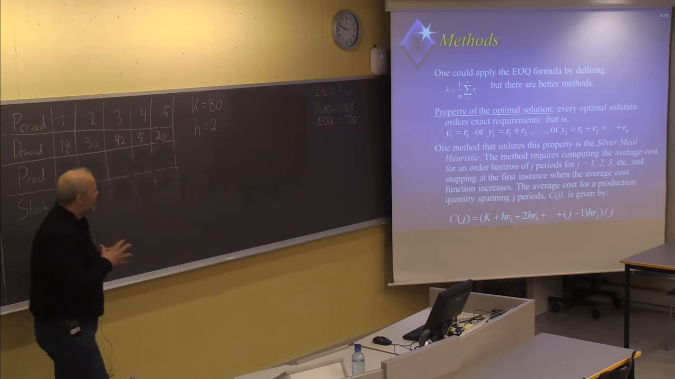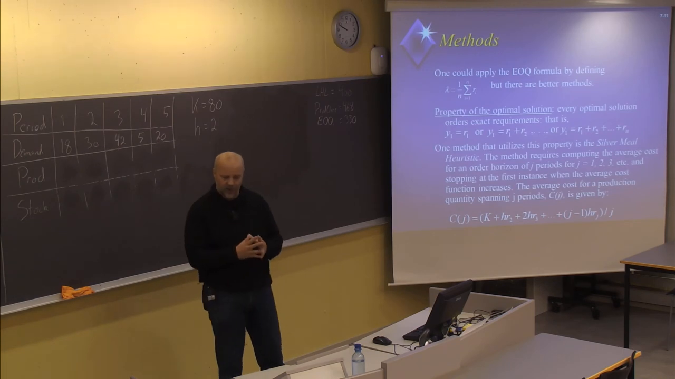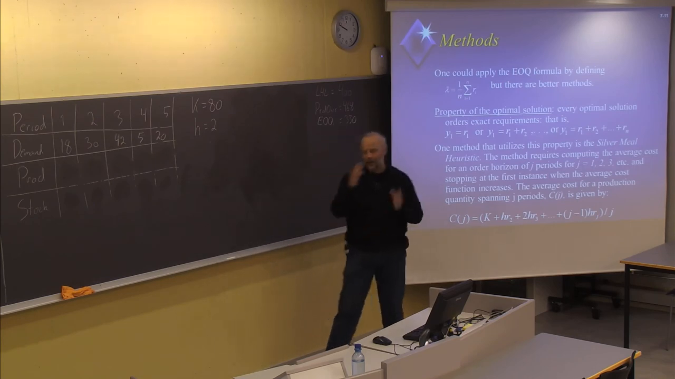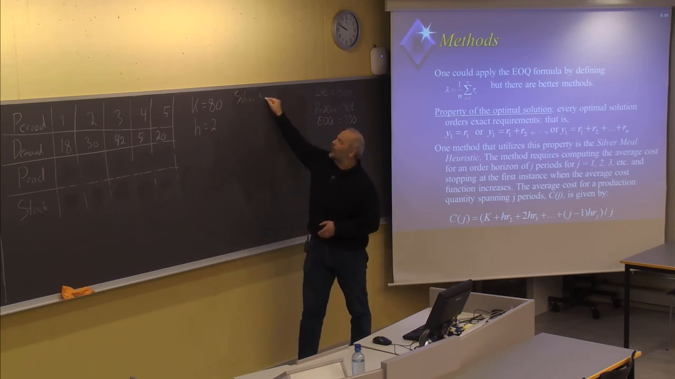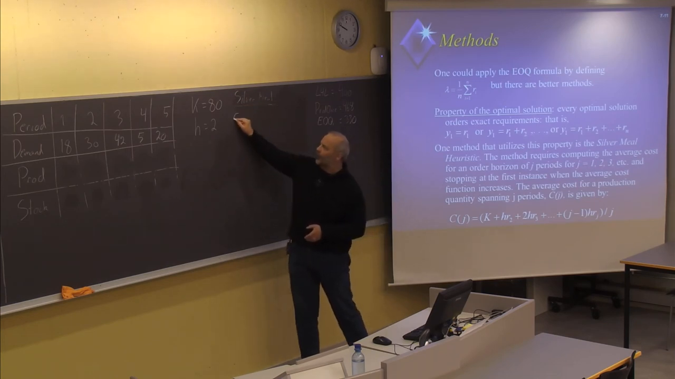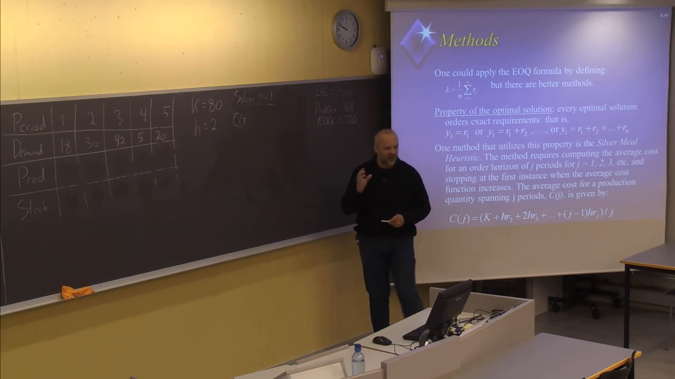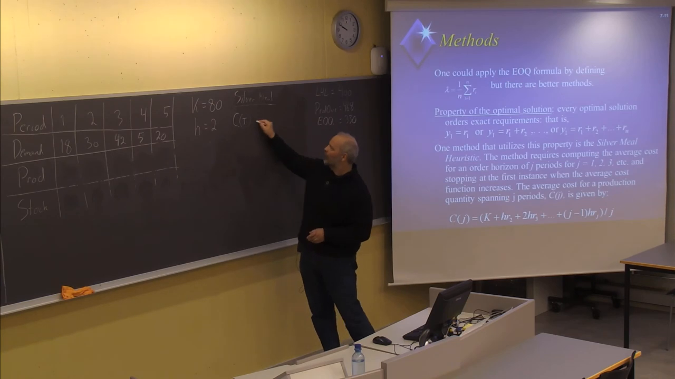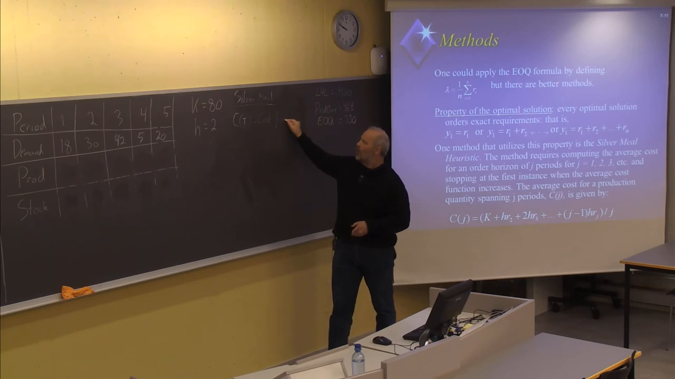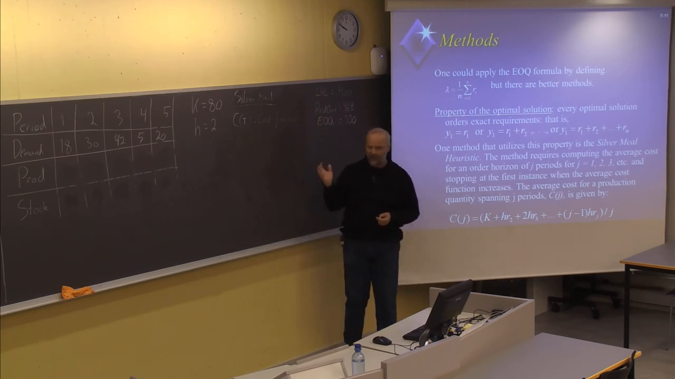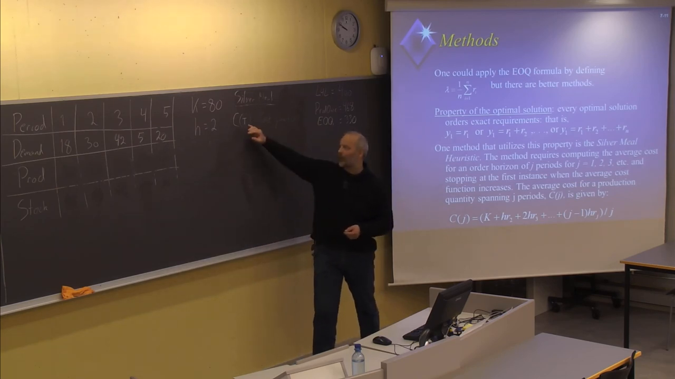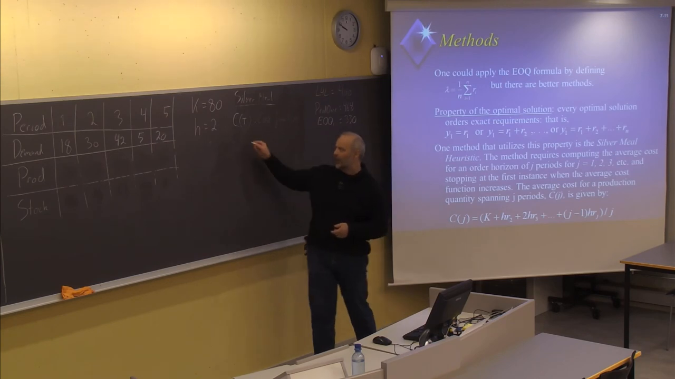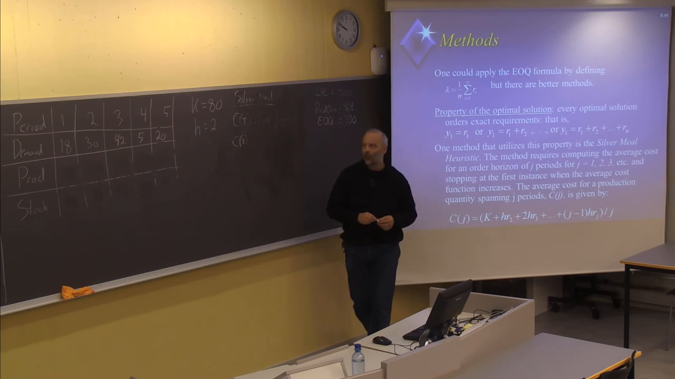So we will now define, by this Silver-Meal method, the cost function as the average holding and setup cost per period if the current order will span a number of periods. We define the function C(T) as the cost function, the average holding and setup cost per period when you are ordering or producing for T periods.